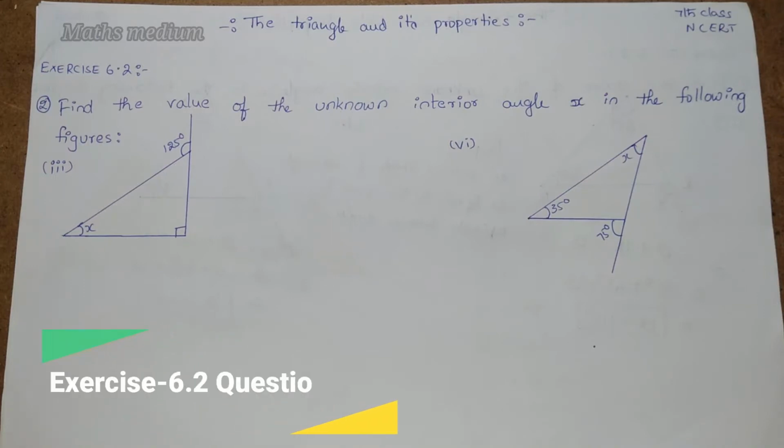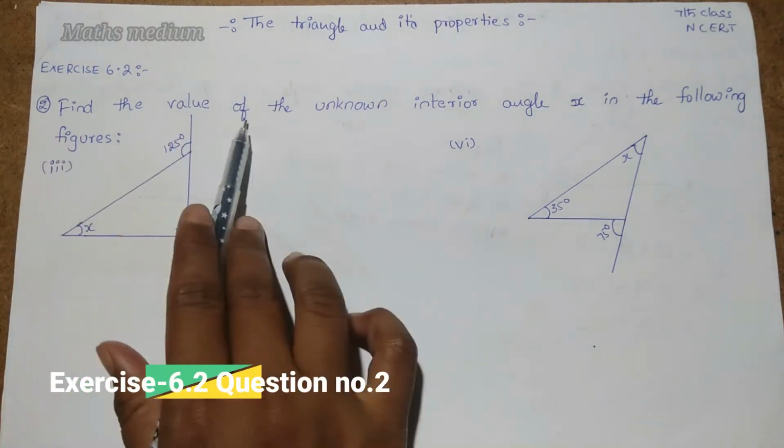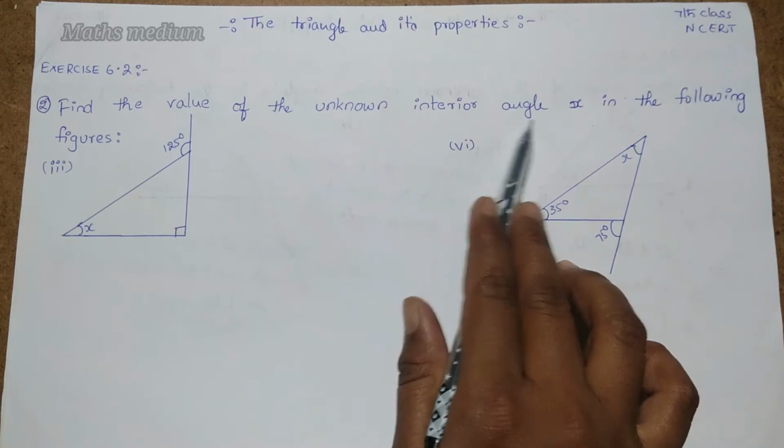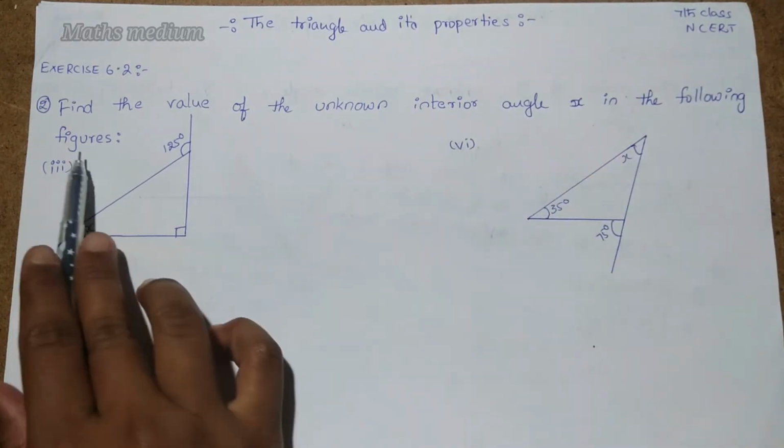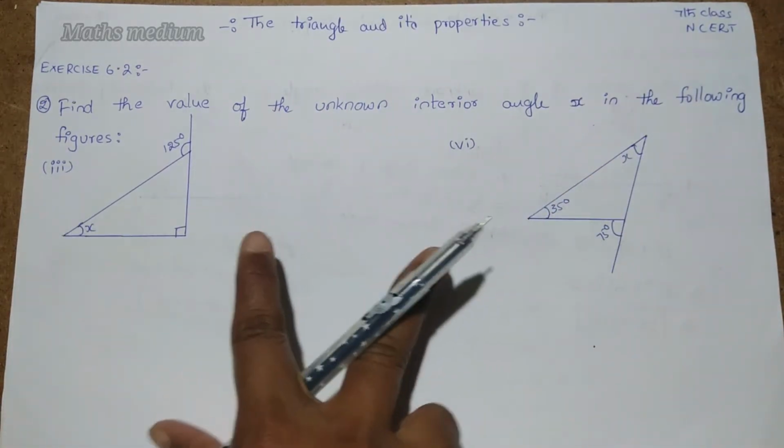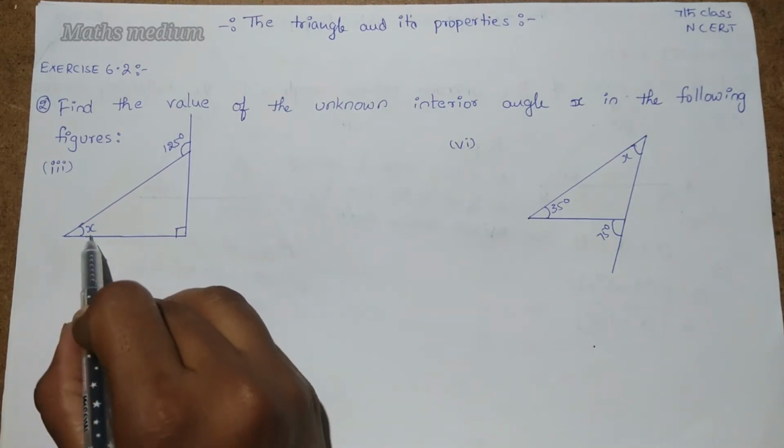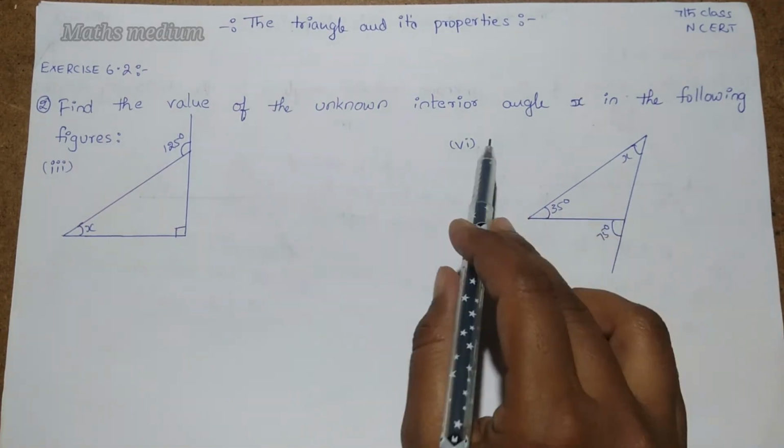Today I came with exercise 6.2 from the Triangle and its Properties, 7th class NCERT. Question number 2: Find the value of the unknown interior angle x in the following figures. Here I took two figures randomly. We have to find the x value, that is the interior angle.